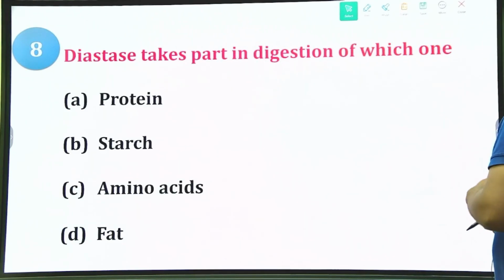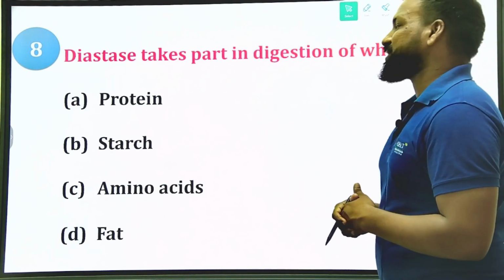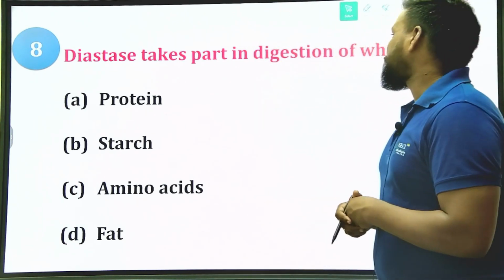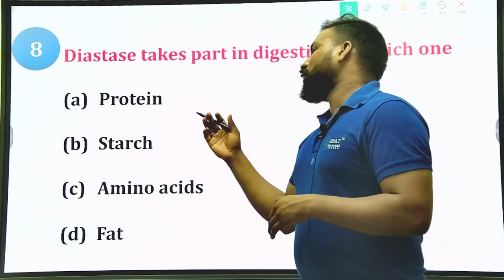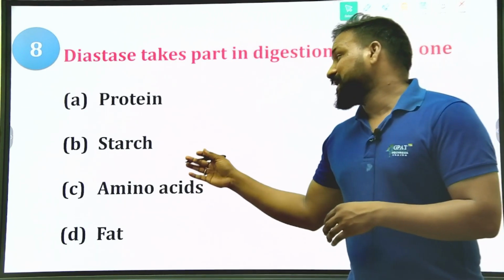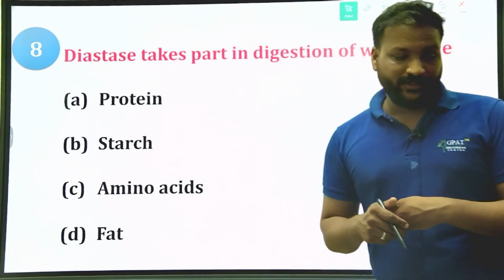Diastase takes part in the digestion of which one? So the enzyme diastase takes part in the digestion of which one? Option A protein, B starch, C amino acid, and D fat. What is the right option here?